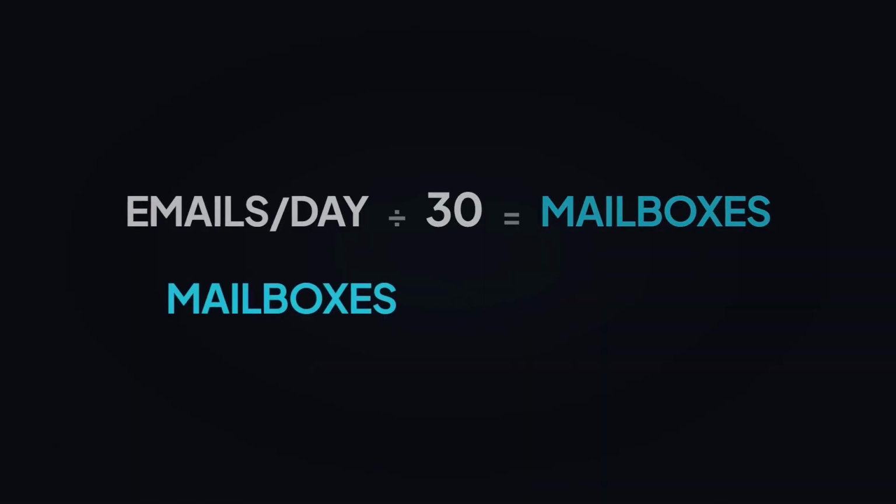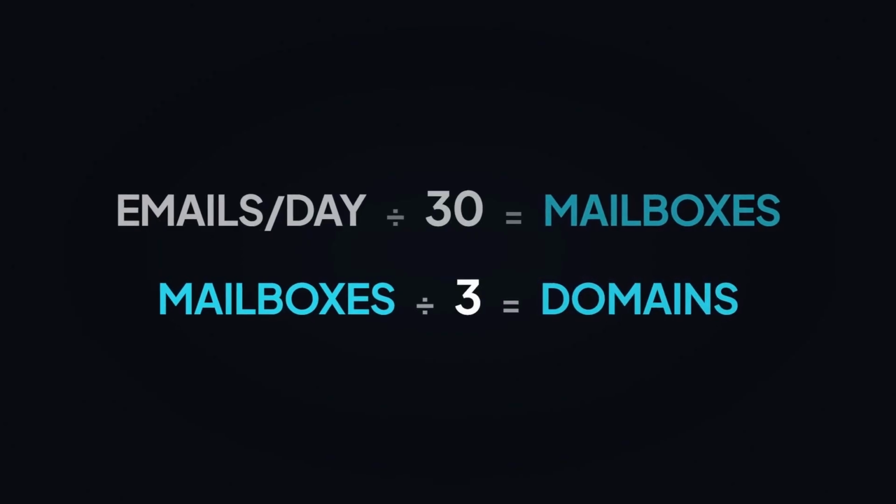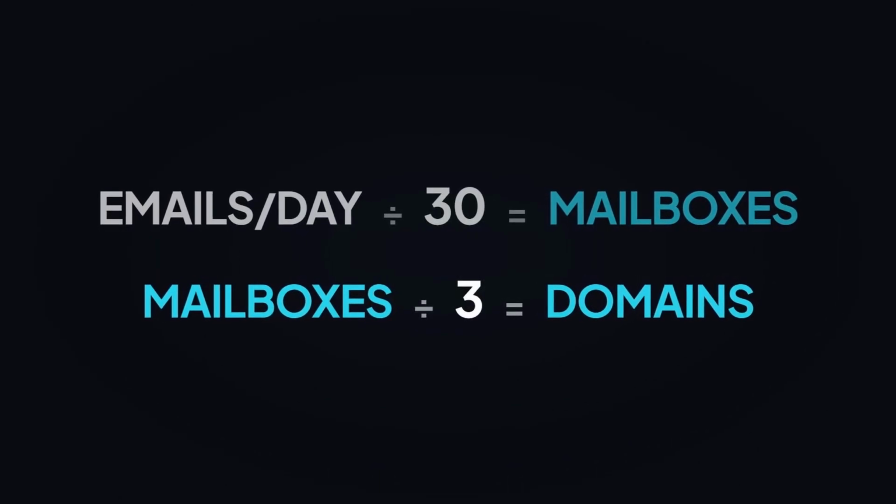And since for each domain we'll have 3 mailboxes, divide the number of mailboxes by 3 and you'll get the number of domains that you need to fulfill those mailboxes and the volume you're sending on a daily basis. Let's take an example. Let's say you want to send 3,000 cold emails every single day to your ideal client persona, and this is the minimum volume that I recommend to most businesses if their TAM size is more than 20,000 companies. Now divide 3,000 by 30 to get the number of mailboxes.